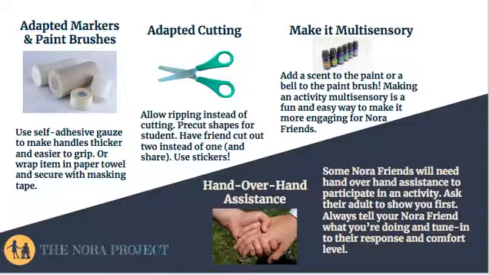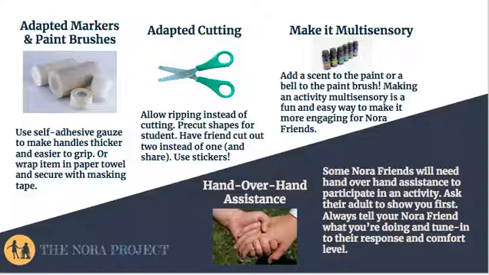Here are some examples of how to adapt activities. If you don't have foam tubing to make handles on paintbrushes or on spoons thicker, you might use self-adhesive gauze to make handles thicker and easier to grip. If you're in a pinch and you don't have adhesive gauze with you, you can wrap them in a paper towel and then secure with masking tape. When we think about adapting cutting, allow ripping instead of cutting. Offer pre-cut shapes, or have one of your other students cut out two of something instead of one and share with their Nora friend. You can also use stickers to help give things more detail or help make them more interesting.